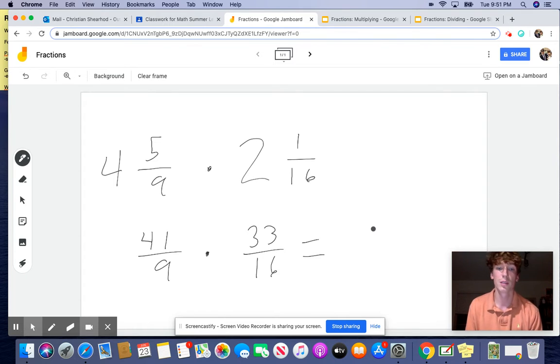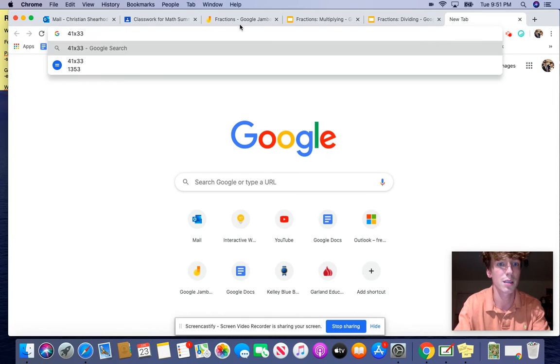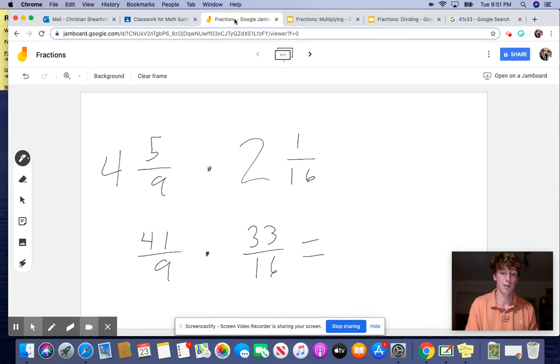Well, now what do we do? This is something we can work with. This is just a regular fraction times a fraction. So we're going to do the top times the top, and the bottom times the bottom. So you do 41 times 33. Just for time's sake, I'm going to go ahead and cheat a little bit. Let's do 41 times 33. Ooh, 1353. Okay. So we get 1353. And 16 times 9.